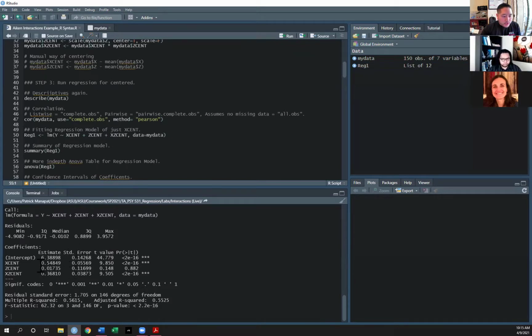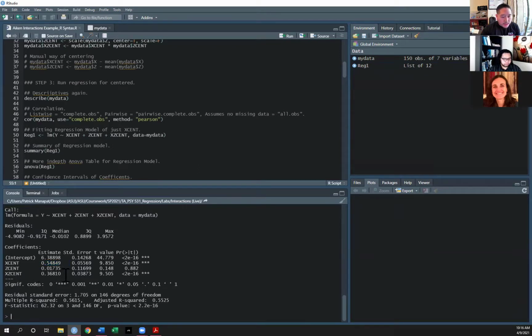Okay, so we have our full regression model here. Remember that this coefficient is the relationship of x-cent with y when we're at the mean of z-cent, because remember that 0 is now the mean. So at the mean of z-centered, this coefficient is the relationship between x-centered and y. And then here we have our interaction term.